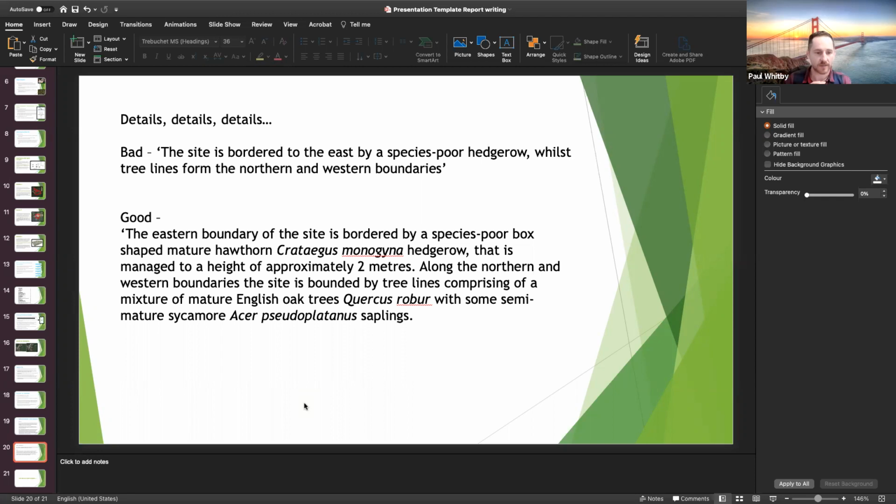Let's consider an alternative here. The eastern boundary of the site is bordered by a species-poor box-shaped mature hawthorn hedgerow that is managed to a height of approximately 2 metres. The northern and western boundaries of the site are bounded by tree lines comprising a mixture of mature oak with some semi-mature sycamore saplings. So the context is being better set there. You've included a description of the character of the hedgerow and the maturity of the trees forming the tree lines. That will help when you're further down the report, discussing potential impacts to bats and other species.